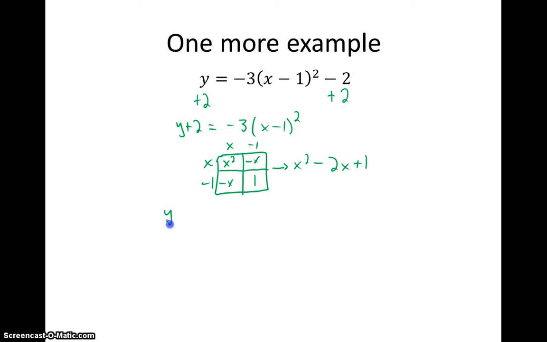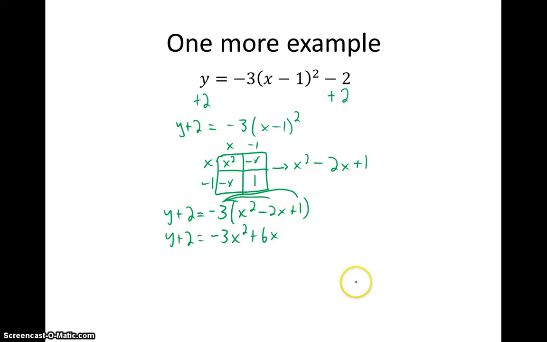So now my equation is y plus 2 equals negative 3 times that entire polynomial right here. So x squared minus 2x plus 1. Now I'm going to distribute in that negative 3. Careful with that negative sign. So we're going to have y plus 2 equals negative 3x squared. Negative 3 times negative 2 is positive 6x, because I have an x there. And then negative 3 times 1 is going to be minus 3.